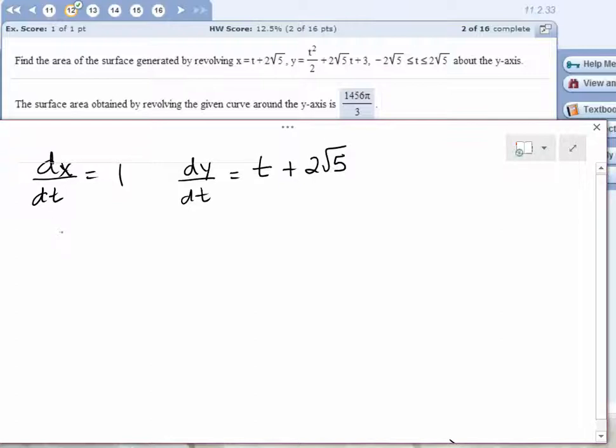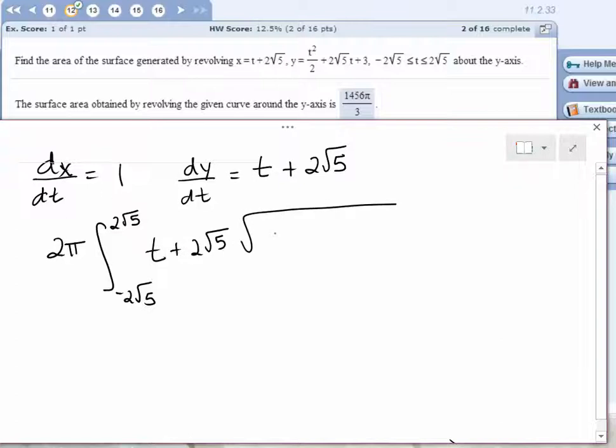So your integral will be, the 2π will be in front, and you're going to integrate from negative 2√5 to positive 2√5. The x, which is t plus 2√5, times the square root of dx/dt squared, which is 1, plus dy/dt squared, which is (t plus 2√5) squared, and that's going to be dt.